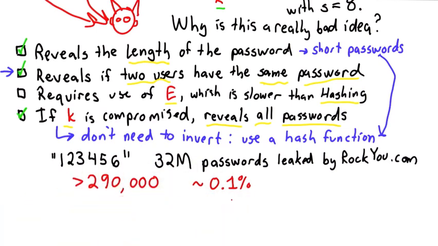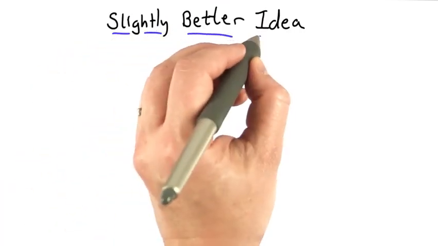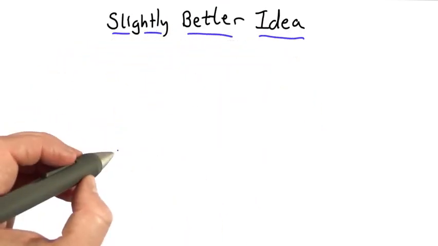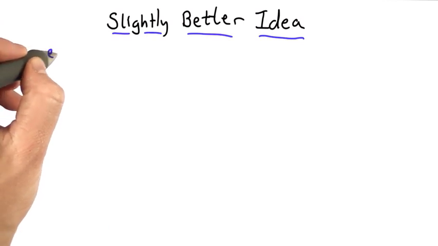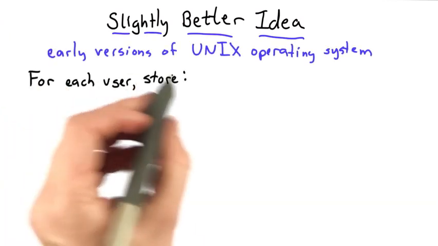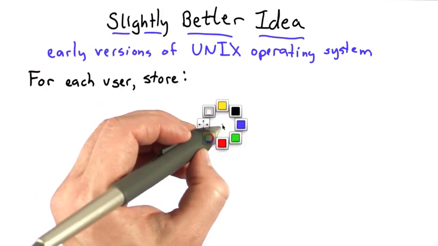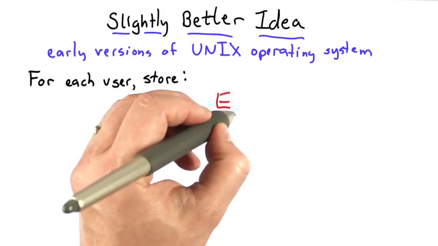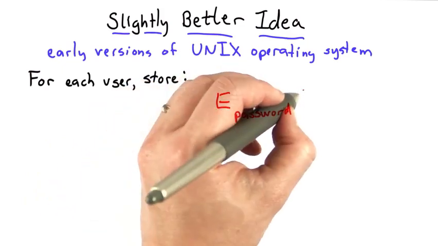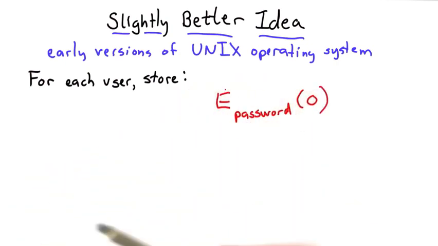Once you start looking at a set of a few thousand popular passwords, you're covering a large percentage of users. So this first approach fails on many accounts. So now we'll look at a slightly better idea. And this was actually what was done by early versions of Unix. So the idea was to store for each user the result of encrypting, using the user's password as the key, the value 0. So this means there's no key to keep secret on the server.